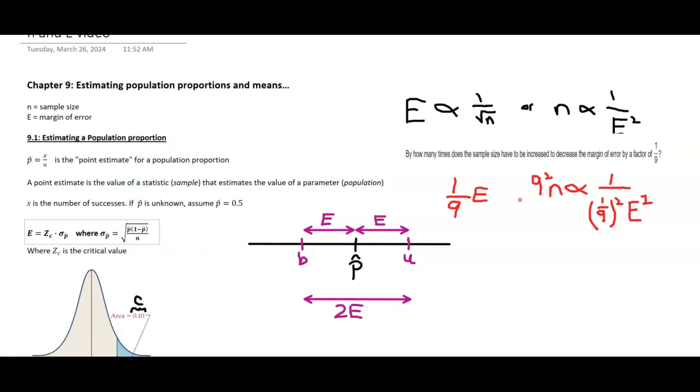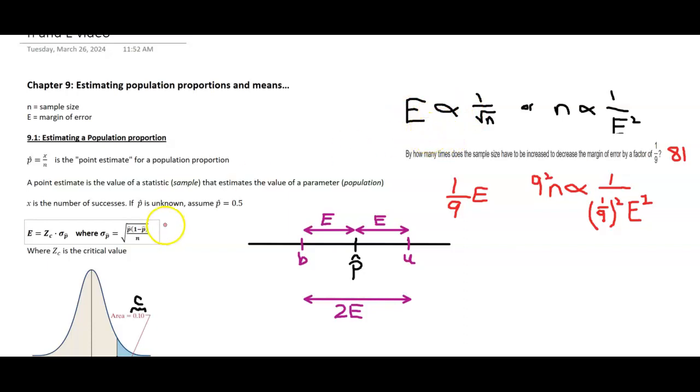And so for this problem, when it says how many times does the sample size have to be increased, it has to be increased by this number squared. Well, the bottom of the fraction here squared. So the answer for this one is 81. Okay, so that's how those two are related.